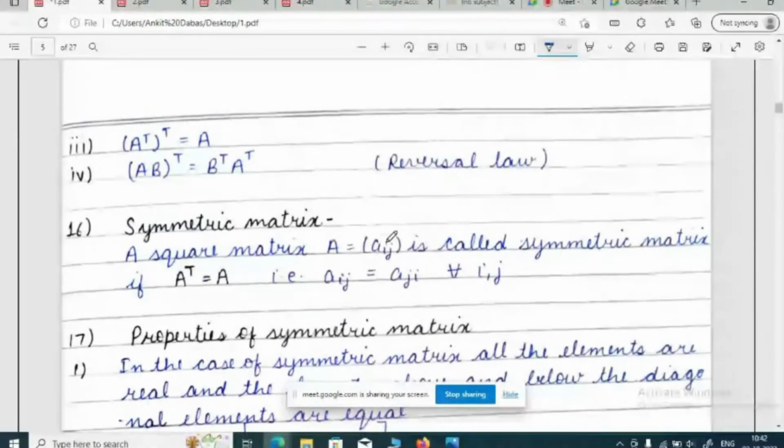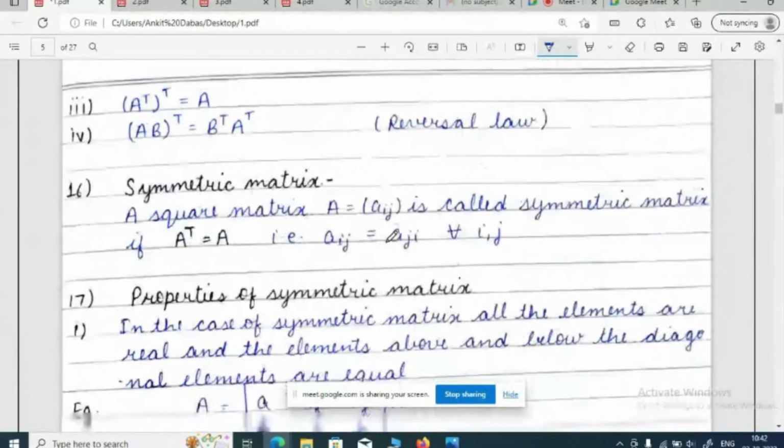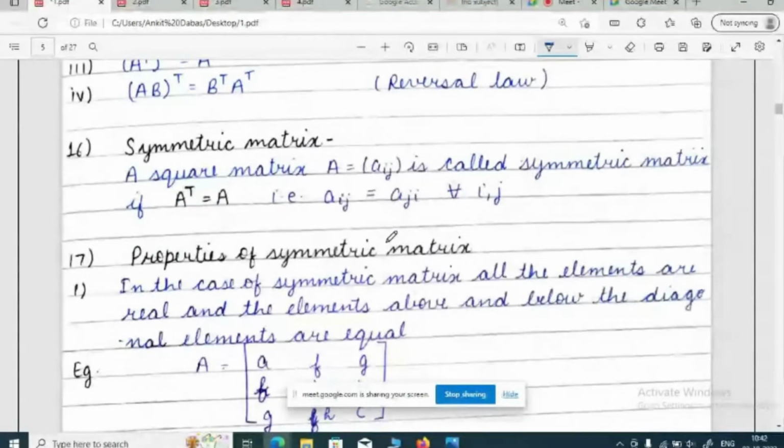And this fourth property is very important: when you apply transpose to the product of two matrices, it follows the reversal law. That is, if we are taking transpose of AB, it will be equal to B transpose into A transpose, and not A transpose into B transpose. The case that AB whole transpose is equal to A transpose B transpose will only be possible if AB is equal to BA.